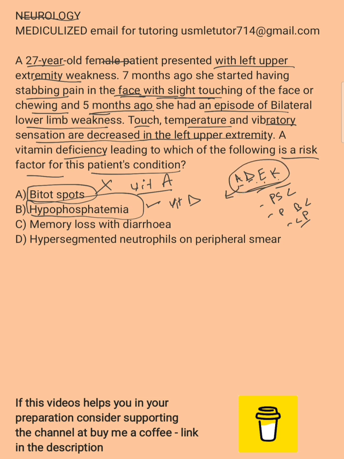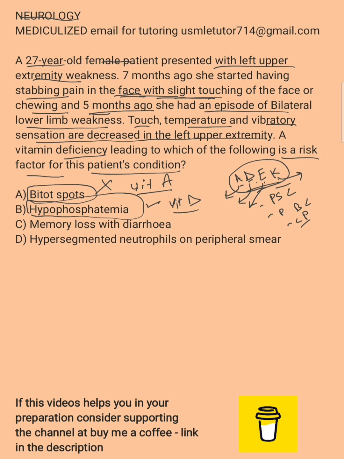So they can give you beta spots or night vision loss for vitamin A, or for vitamin D they can say weak bones or osteoporosis, and for E there can be like hemolytic anemia. For vitamin K they are going to say like bleeding tendency and those kind of things.